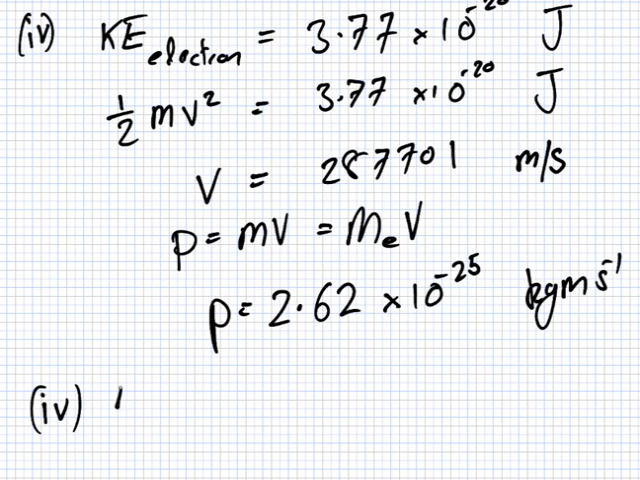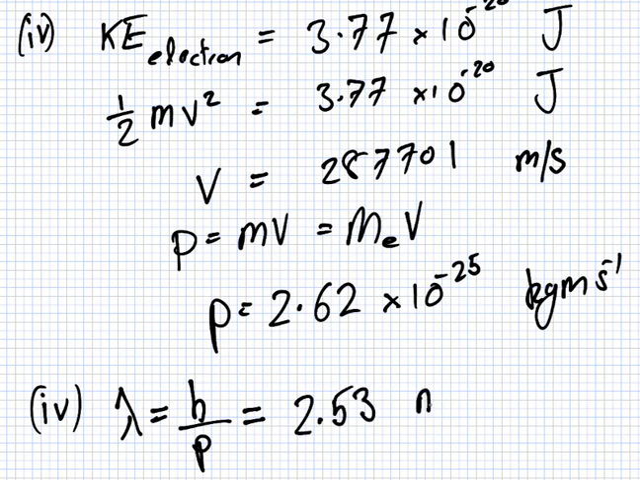Okay, last part is the wavelength. So what formula do I need here? Lambda equals h over p. Yeah. So here, nanometers is what I got. Did you get something similar? That's good.